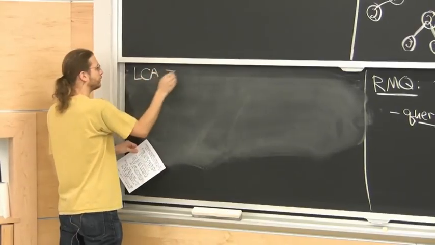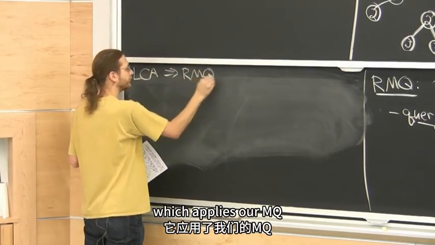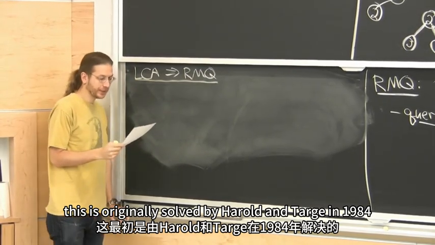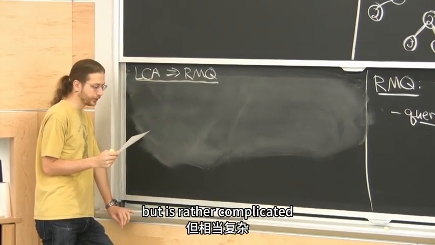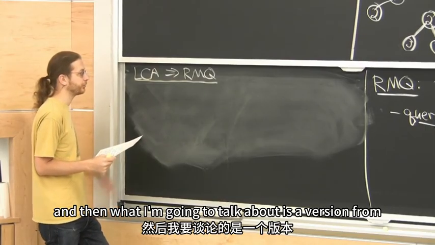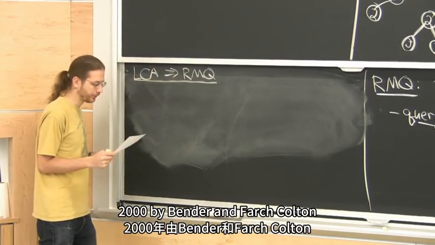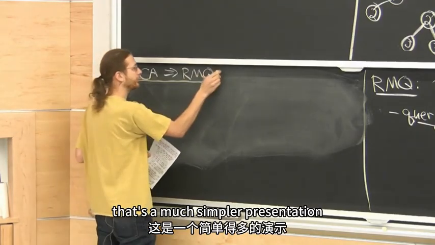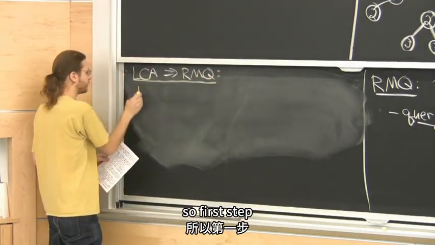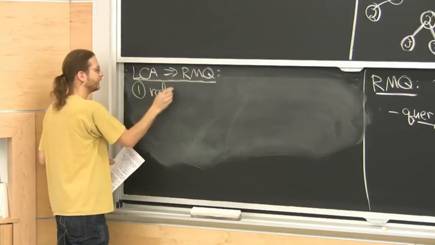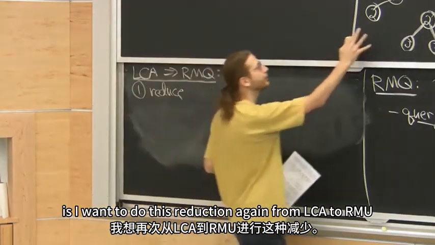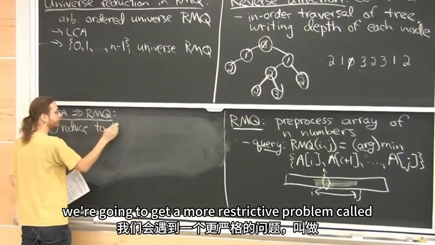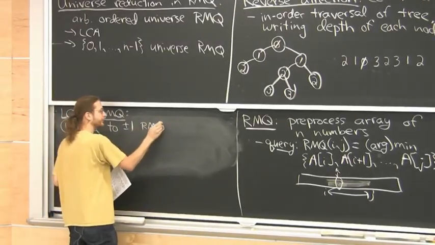So, LCA, which implies RMQ. This was originally solved by Harel and Tarjan in 1984, but is rather complicated. And then what I'm going to talk about is a version from 2000 by Bender and Farach-Colton, same authors from the Cache Oblivious B-trees. That's a much simpler presentation. So, first step is I want to do this reduction again from LCA to RMQ, but slightly differently. And we're going to get a more restricted problem called plus or minus 1 RMQ.